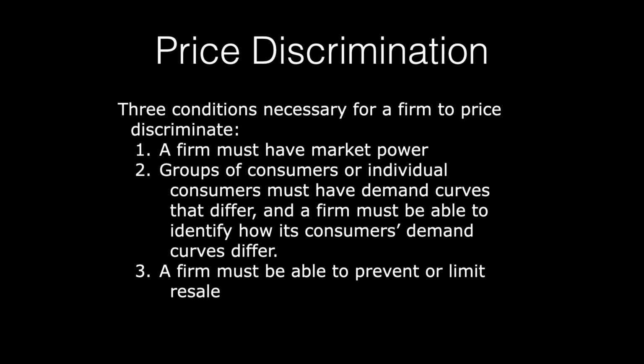Finally, the firm must be able to prevent resale. If the firm cannot prevent resale, then those that are able to get the product for a low price will pursue profit by selling to those with a higher willingness to pay in a secondary market. Such arbitrage will bring about a single prevailing price in the market.